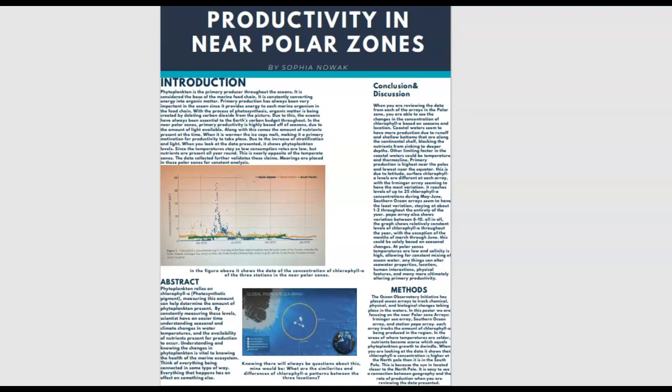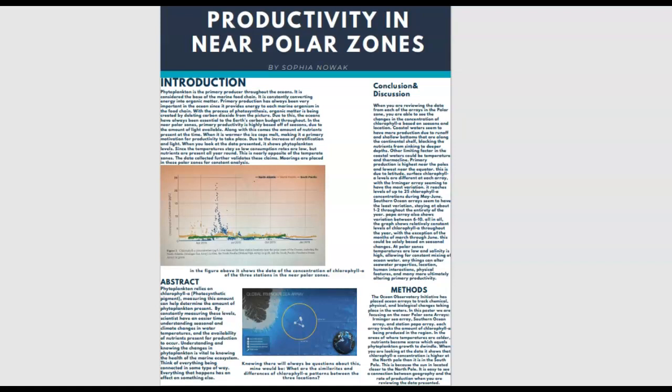Primary production has always been very important in the ocean, since it provides energy to each marine organism in the food chain. With the process of photosynthesis, organic matter is being created by removing carbon dioxide from the atmosphere. Due to this, the oceans have always been essential to the Earth's carbon budget.